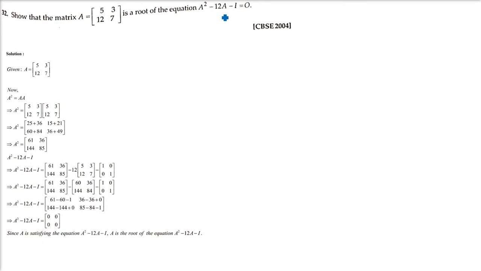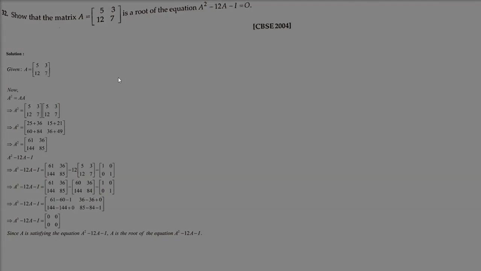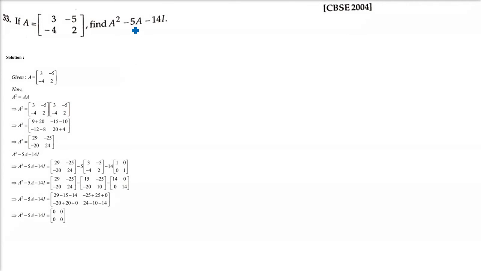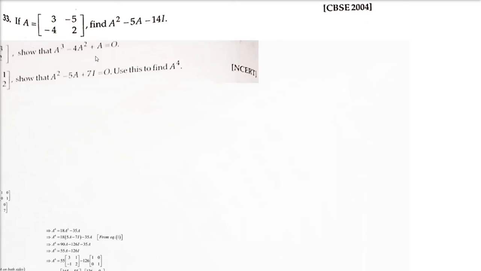Okay, here they are trying to find out the roots. This also you will be able to find out. This is CBSE 2004, put the values. Now A is this, and first and second, so A to the power 4 we have to use. We are going to do it because it is an NCERT question. Okay, thank you so much.